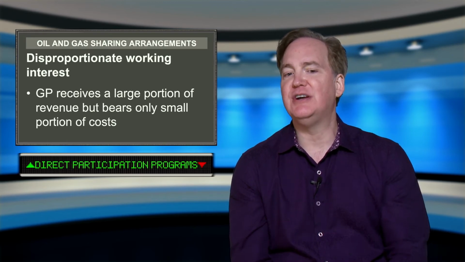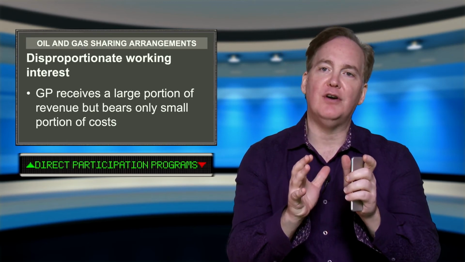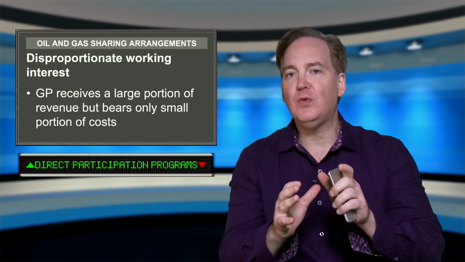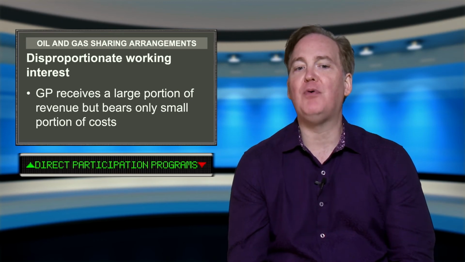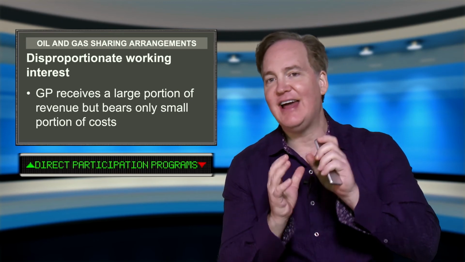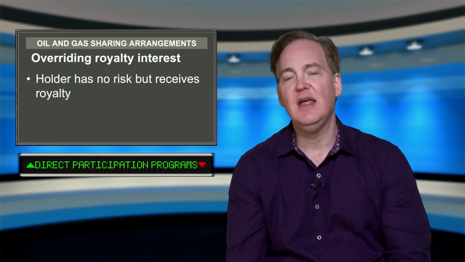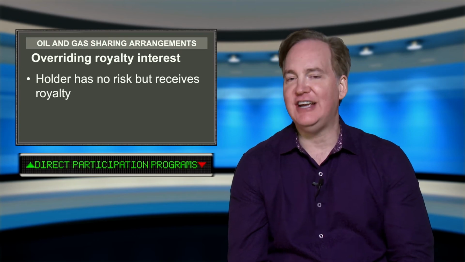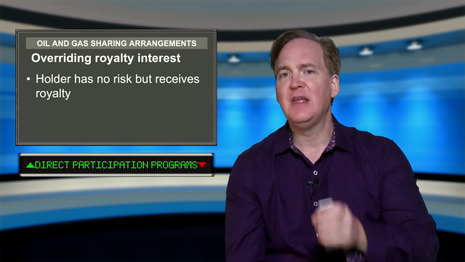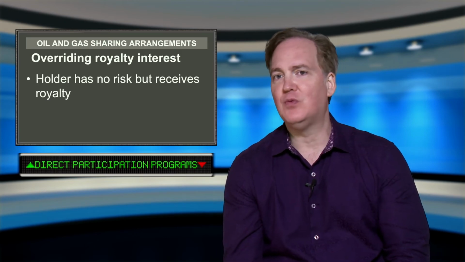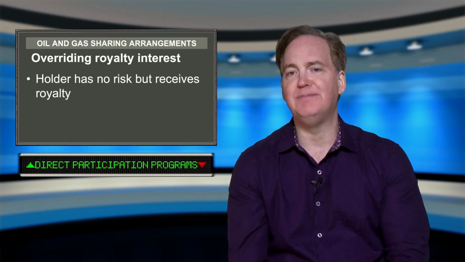With a disproportionate working interest, the general partner receives a large portion of revenue, but only bears a small portion of the cost. That is a disproportionate working interest. An overriding royalty interest is given to a holder of an asset who does not participate in the partnership and only receives a royalty on the production.